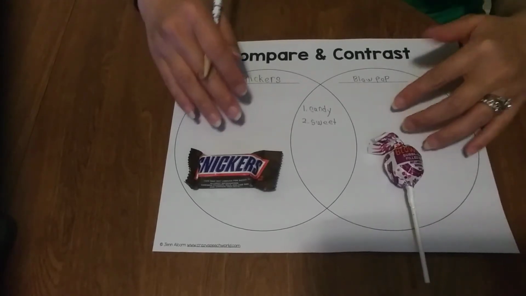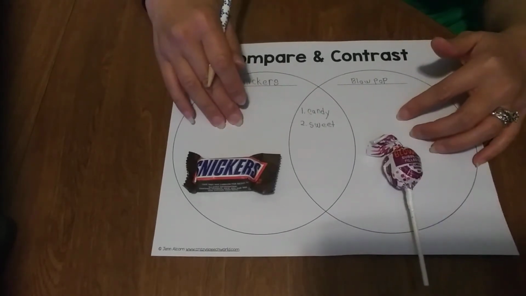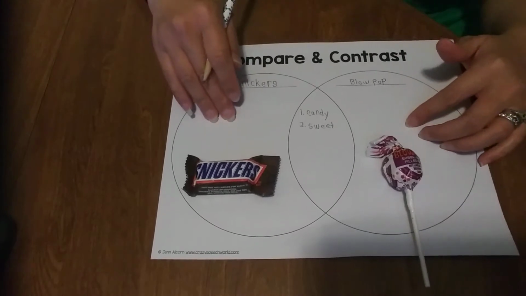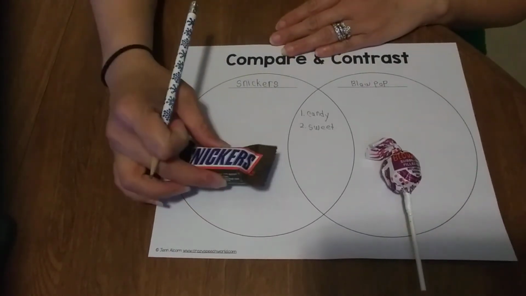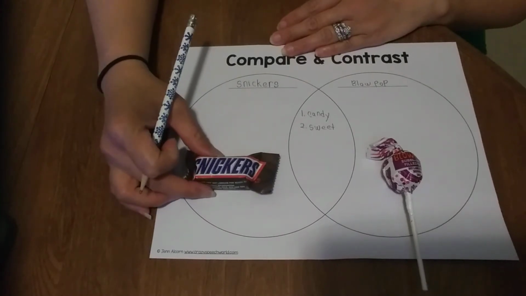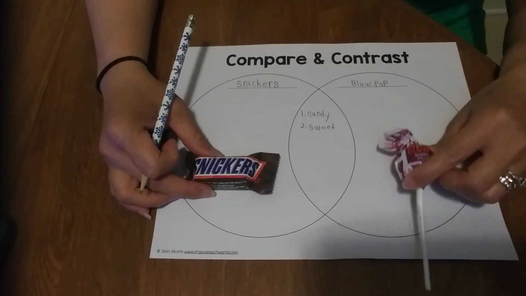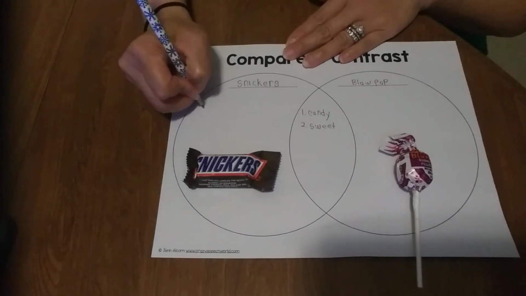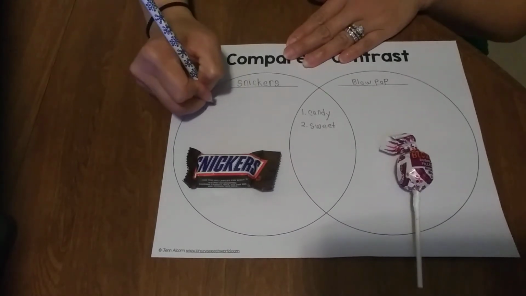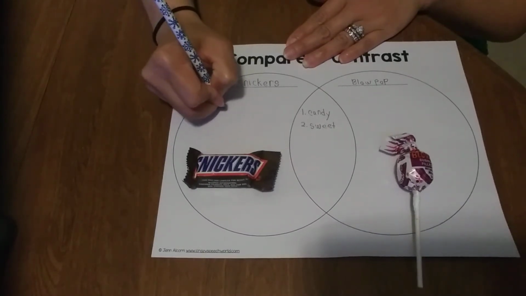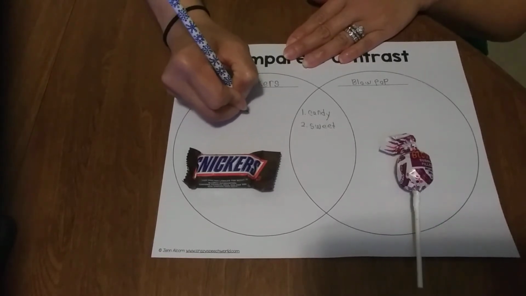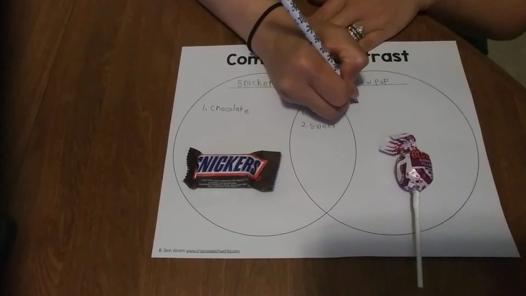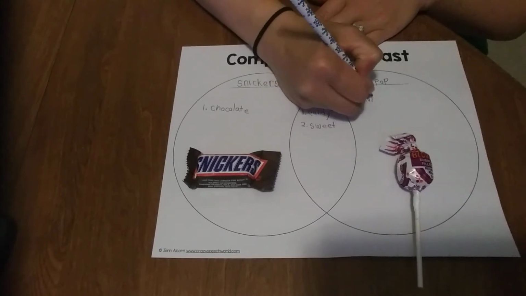Now these are where they don't touch each other, so in these two circles, we're going to write how they are different from each other. So I'm going to say, well, a Snickers is chocolate and a Blow Pop is not chocolate. So I'm going to write that here. On the Snickers side, I'm going to write chocolate. And on the Blow Pop side, I'm going to write not chocolate.